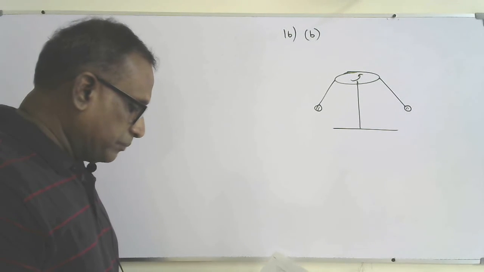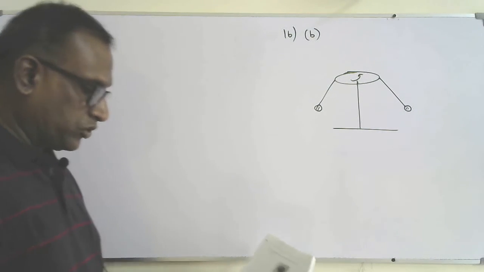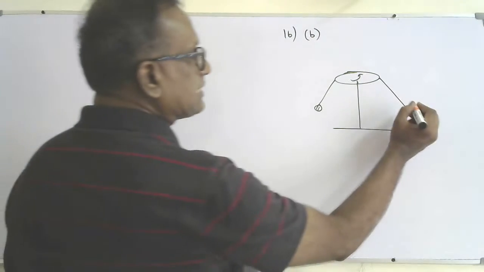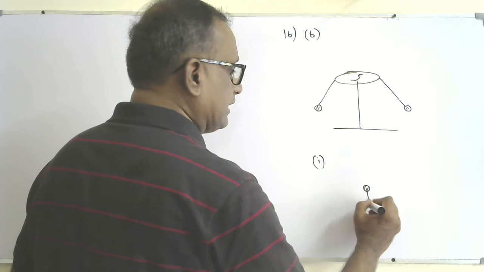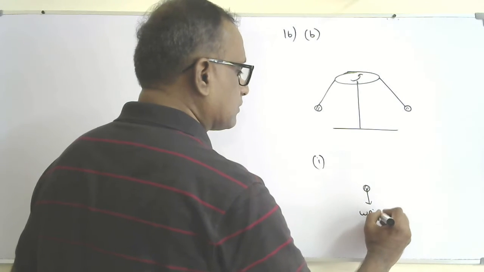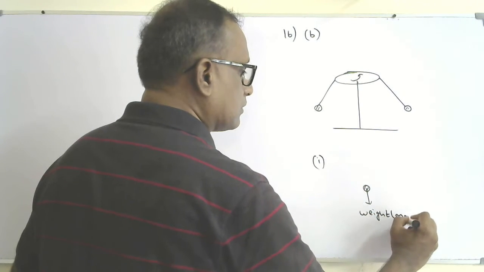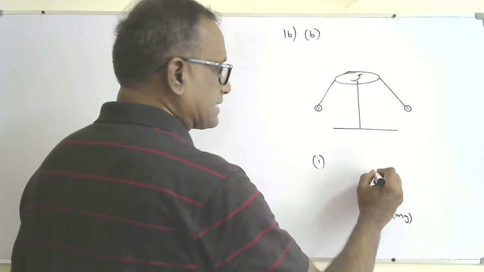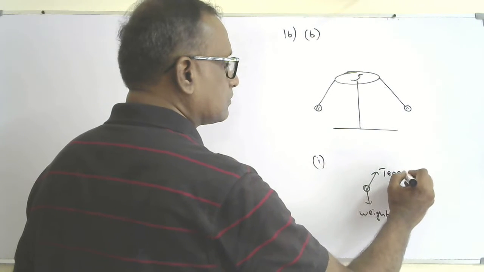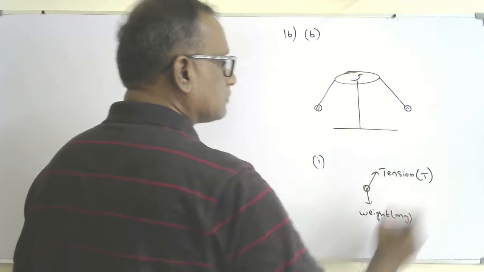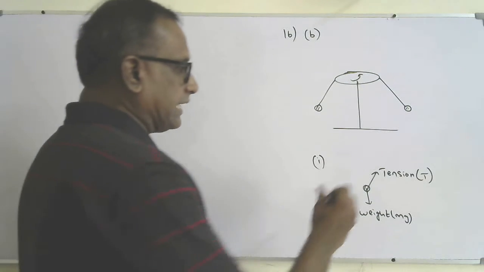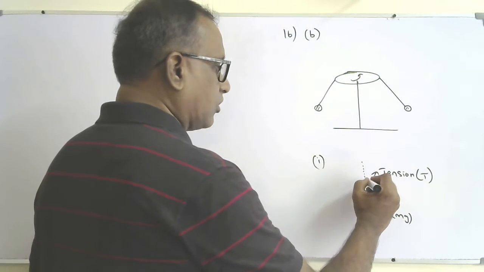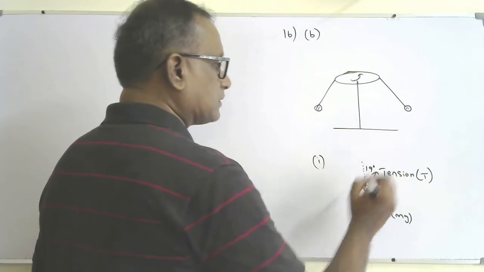First part: complete a free body force diagram for one of the aeroplanes at this speed. If I consider this one, the forces acting on it are the weight downwards and the tension acting in this direction. The angle is also given as 19 degrees, so we should show that angle also. This is 19 degrees.